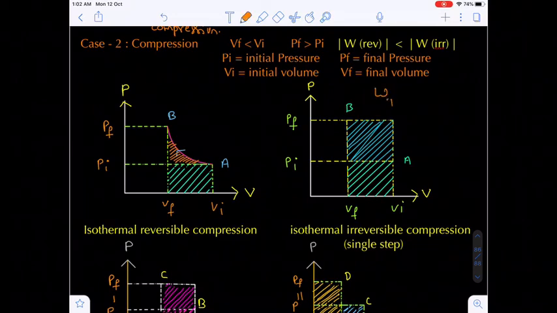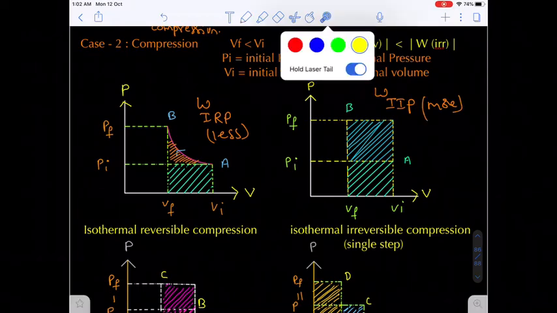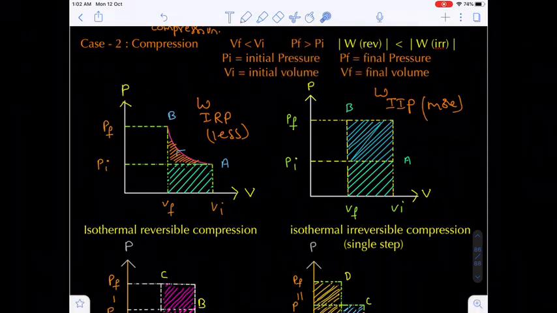This is the work done in the isothermal irreversible process. This is the work done in the isothermal reversible process. Here the work done value is less. Here the work done value is more, because here the area under the curve will be more. Are you getting my point?